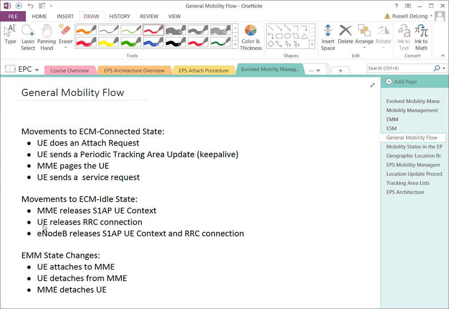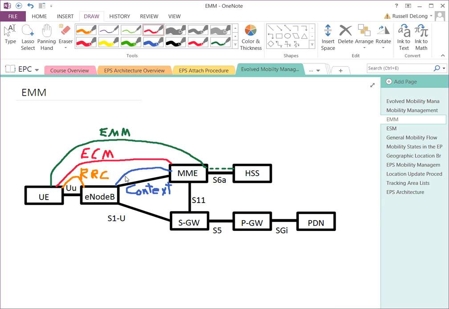He's finished with his service request. He no longer needs this active EPS bearer, so he doesn't need an active signaling connection to the MME in order to maintain it. He can then release this RRC connection to say, okay, we're done, I'm good. Then he goes into an idle state.